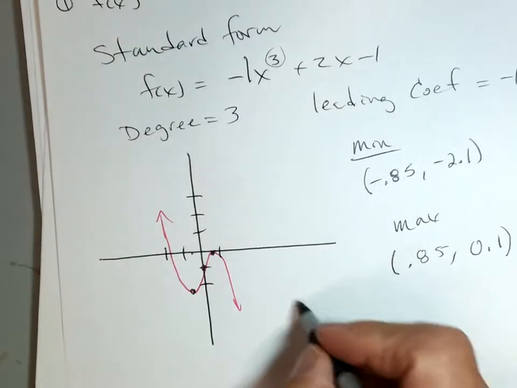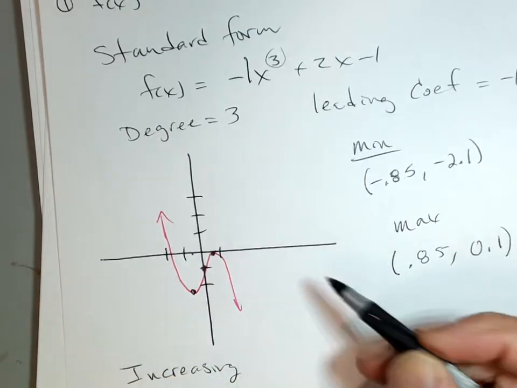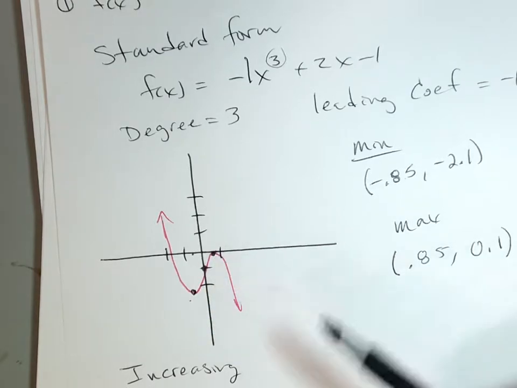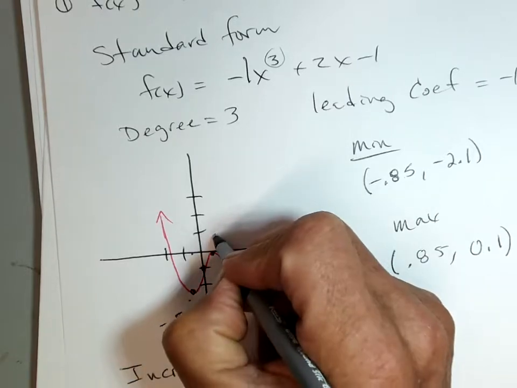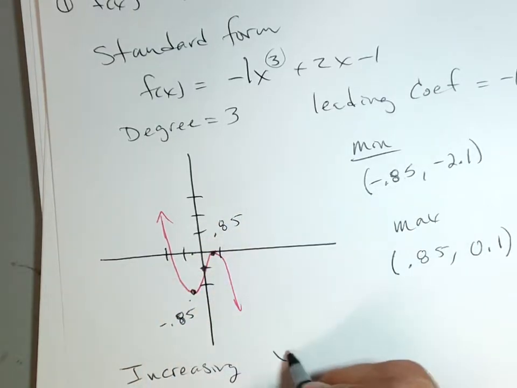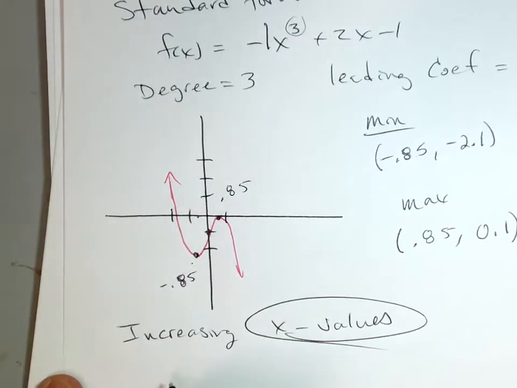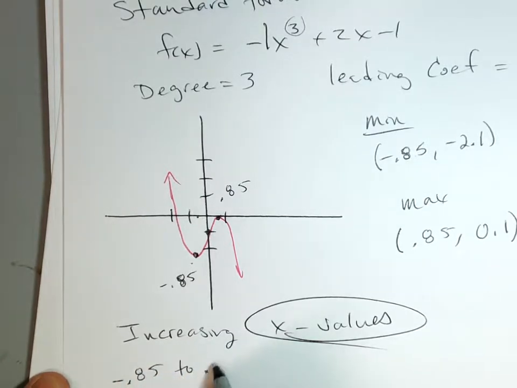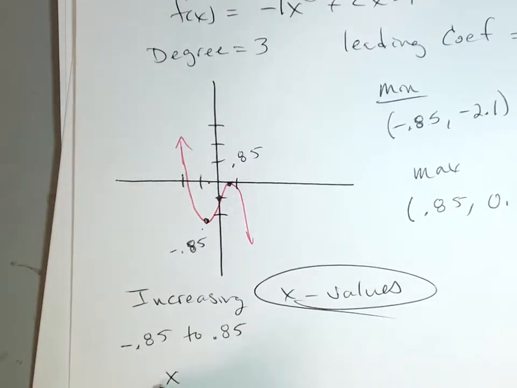Okay, increasing. Where's it going uphill? Well, it's going uphill from here to here. So that's my -0.85 to my positive 0.85. It's the x values, right? X values. Write yourself a little note. So it's going uphill from -0.85 to a positive 0.85. Or if you want to do set notation, you can go like this. You do not have to use set notation, okay?